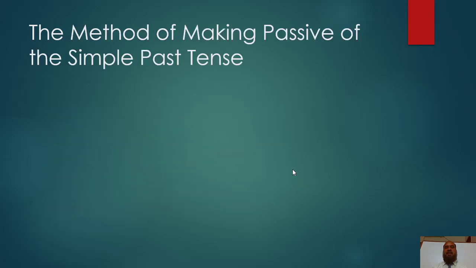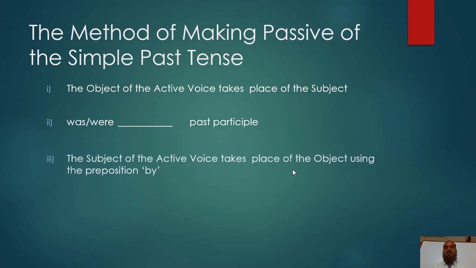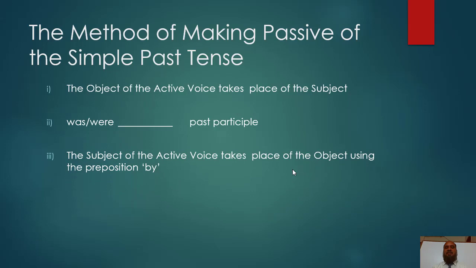Now let us revise the method of making passive of the simple past tense. At first, the object of the active voice takes place of the subject. Number 2, we use was or were with past participle form of the transitive verb. And point number 3 is the subject of the active voice takes place of the object using the preposition by.